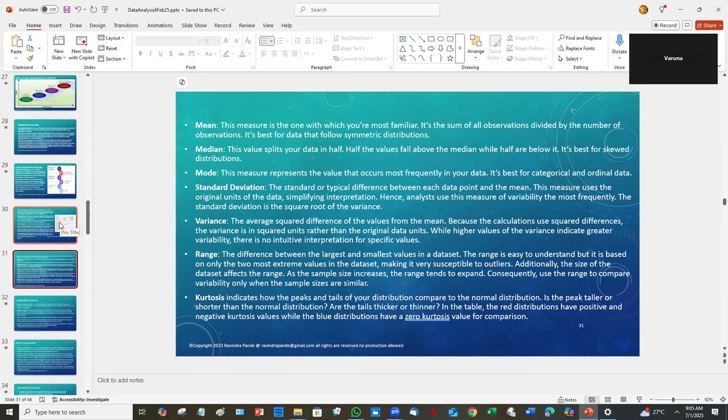Standard deviation is a measure of how dispersed the values are in a data set. You're very right. How the deviation is happening from the middle figure to the extremes, how much deviation is really happening in a given data. It says the standard or typical difference between each data point and the mean. So how much a given data point is deviating from the mean point? Mean is the middle line of the data.